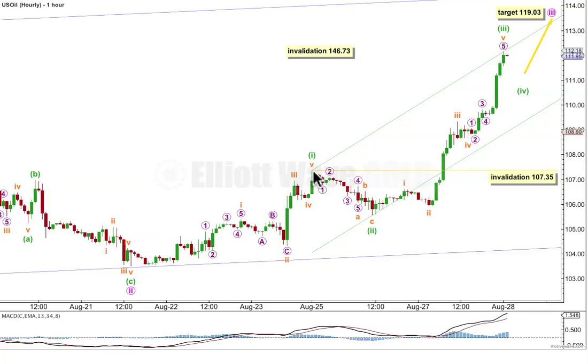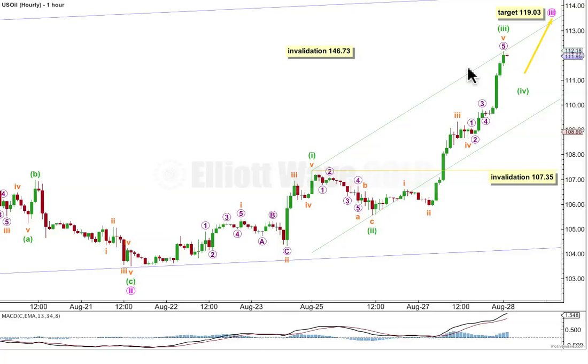It can't move into wave 1 price territory. At that stage, movement below 107.35 would invalidate the wave count at minute degree. It may find support at the lower edge of this channel. Sometimes that happens for fourth waves, but sometimes they overshoot the channel. So look out for the lower edge of this channel in the first instance is where it may end.